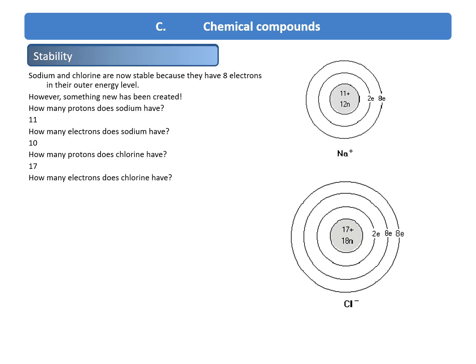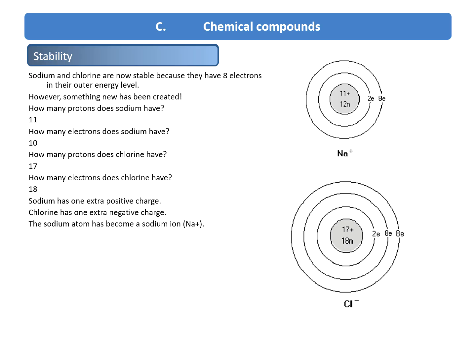17. How many electrons does chlorine have? 18. Sodium has 1 extra positive charge. Chlorine has 1 extra negative charge. The sodium atom has become a sodium ion. The chlorine atom has become a chloride ion.